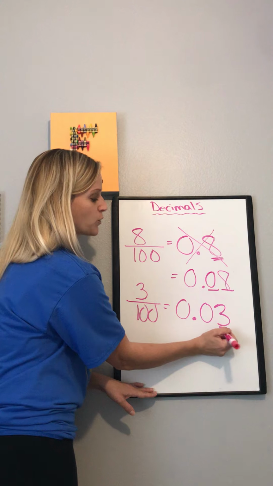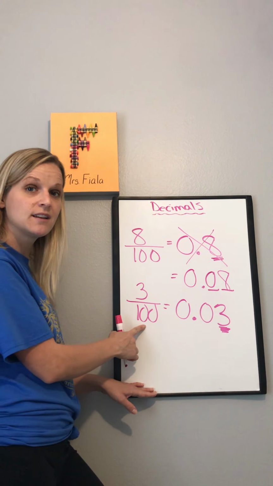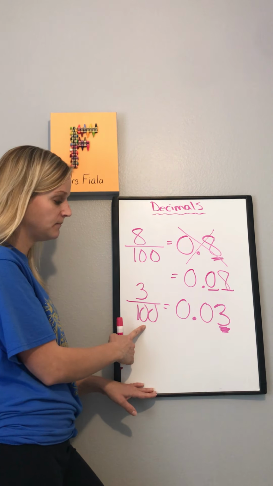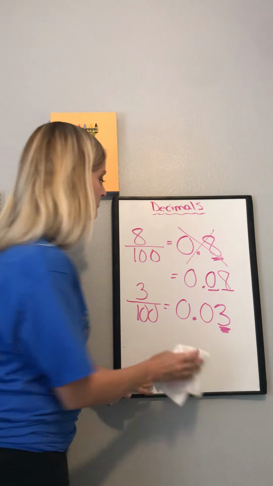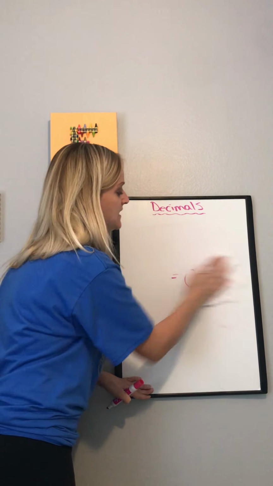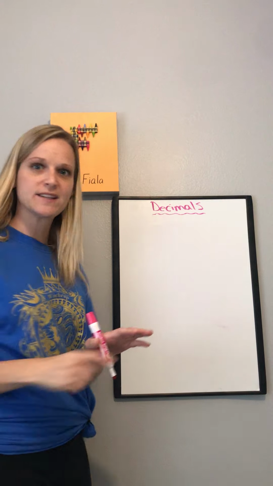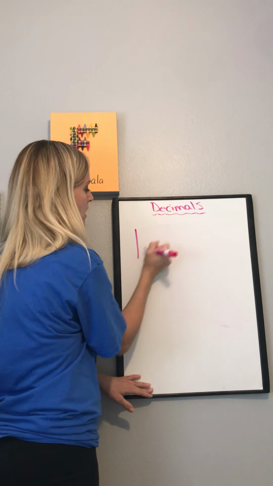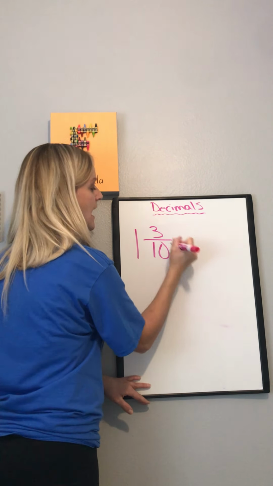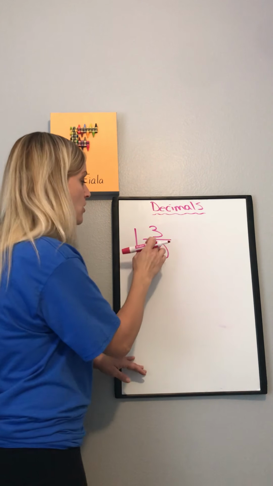0.03. I need the 3 in the hundredths place. Okay? All right. Now, what if I had a mixed number? So what if I had 1 and 3 tenths? How do I write that as a decimal?